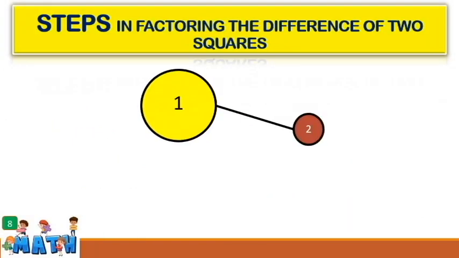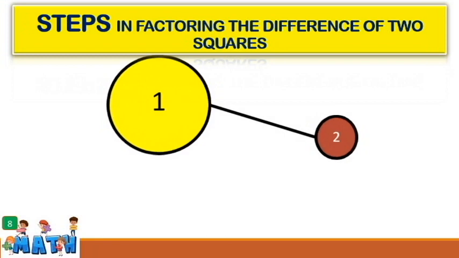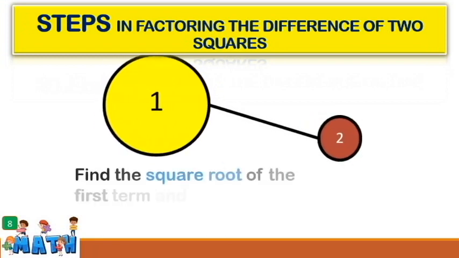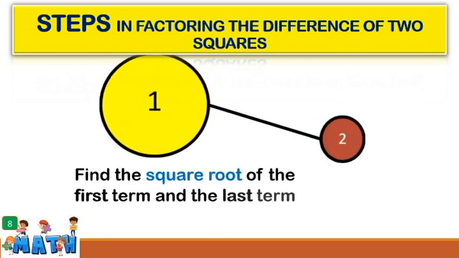How do we factor the difference of these squares? Step number 1, we're going to find the square root of the first term and the last term.